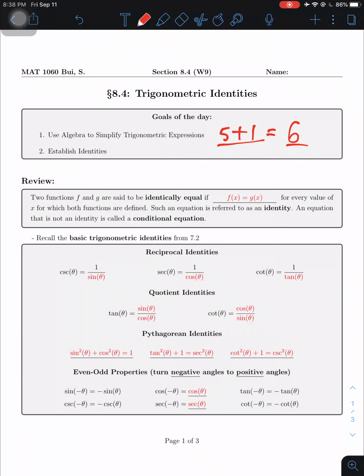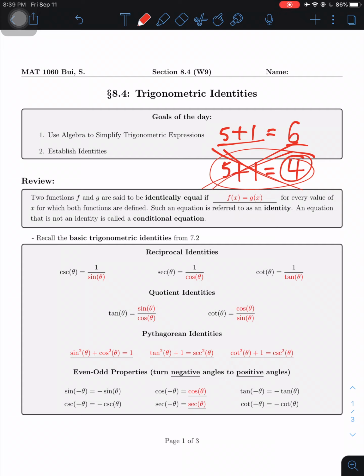In another scenario, if I give you something like 5 plus 1 equals 4 and ask whether this is an equation, are the function on the right-hand side and the function on the left-hand side identically equal? Well, in this case, you can say that this is not identically equal, because we all know that 5 plus 1 is not 4, it's 6. So the 4 in there is just a bummer. This is not a good identity, okay?